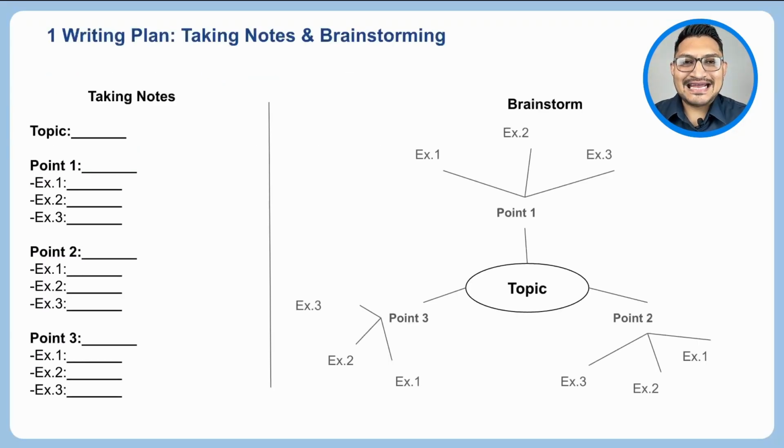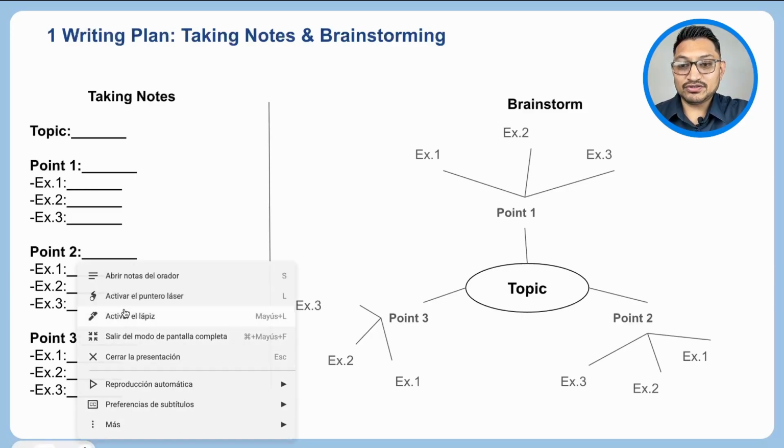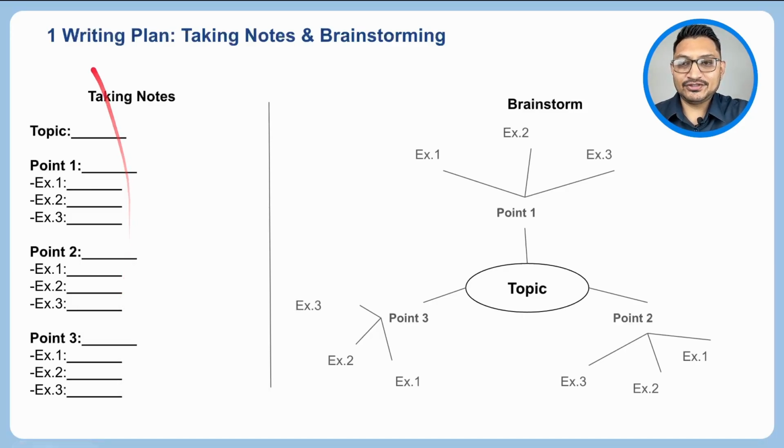Before you write any academic text, any academic document, first you should plan. You should either take notes or brainstorm. So in this diagram, you have the 2 possible ways to plan your writing. First, taking notes. When you take notes, you should have a topic and then 3 important points at least. In academic writing, it's very common to have 3 important points as the minimum, but you can also have 5 important points, or you can have up to 7 important points.